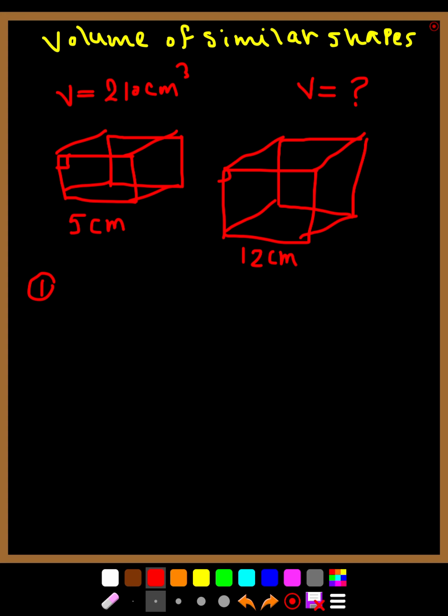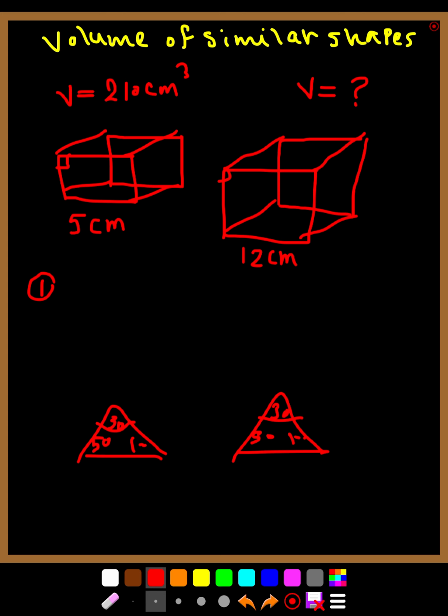For example, if you have two triangles, and this angle is 30, how can you prove they are similar? If this is 30 and this one is 30, the angles are the same. If this one is 50, this one is also 50. If this one is 100, this one is 100 also.